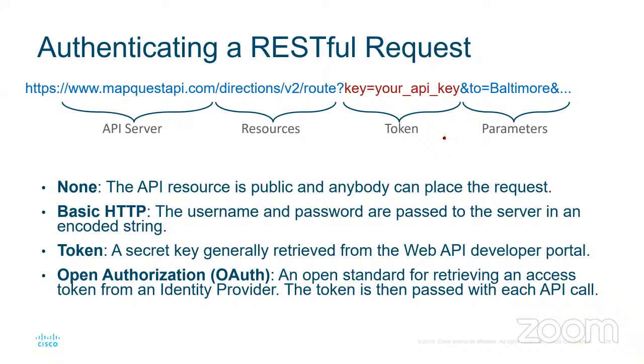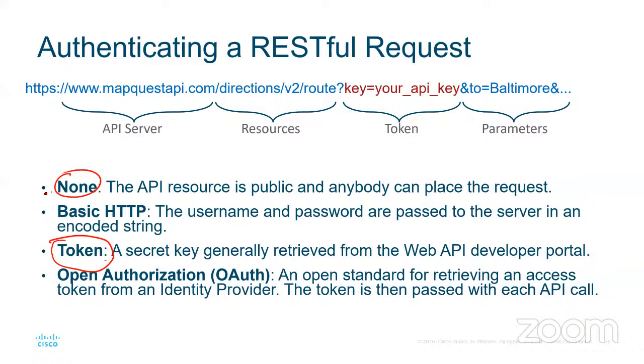So, authenticating RESTful APIs. If we must authenticate RESTful APIs, there are different methods to do that. We can have no authentication at all, right? Everybody can access that API, it is public. We can do what is called basic HTTP, which is an encoded string within the API. Then we can do what is called token. This is what we'll be leveraging today. Very, very important, token. Or we can do open authorization, OAuth.